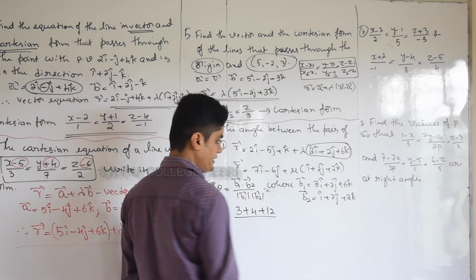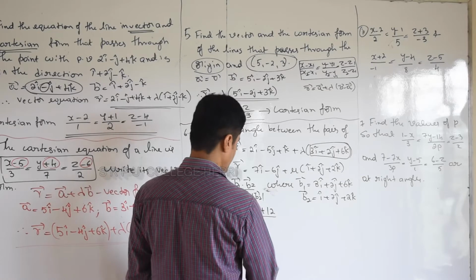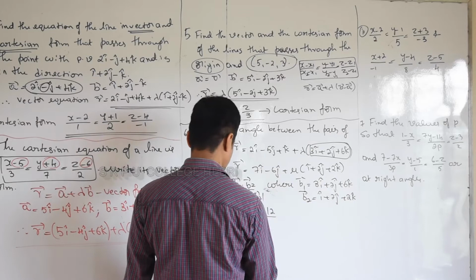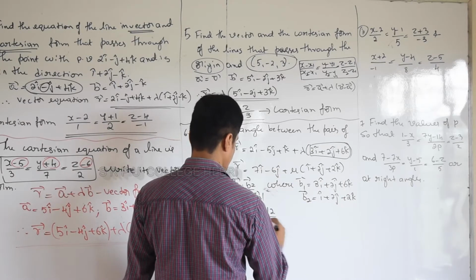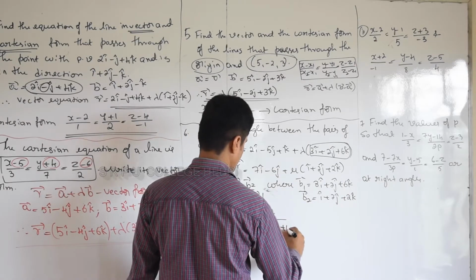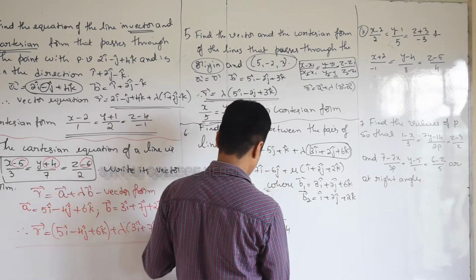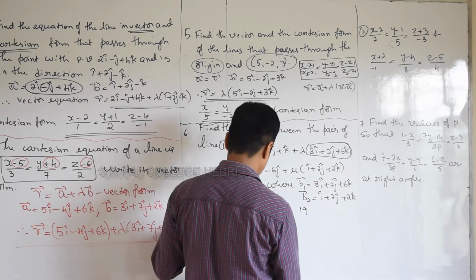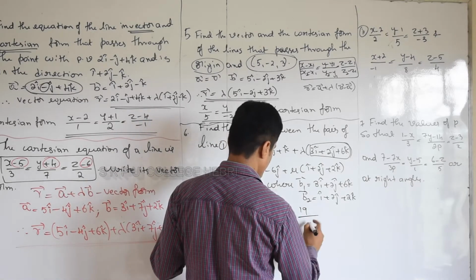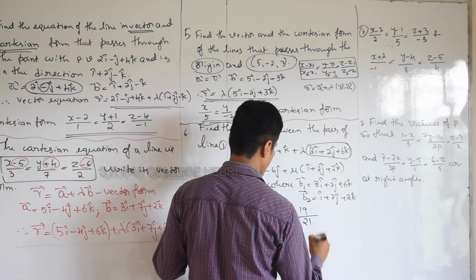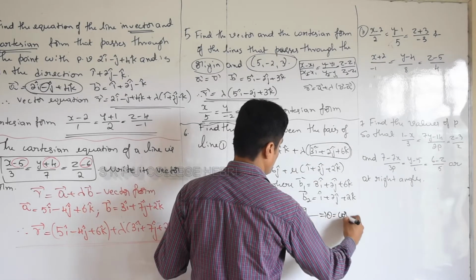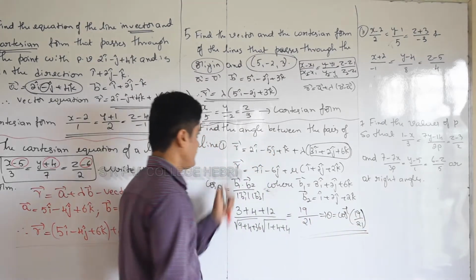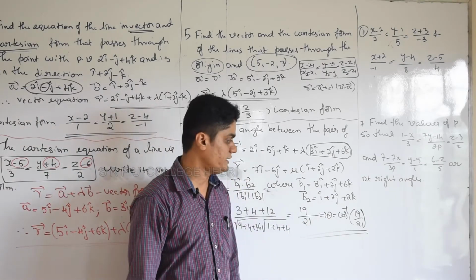The dot product is 3 into 1, 2 into 2, 6 into 2. Then their magnitudes: square root of 9 plus 4 plus 36, into square root of 1 plus 4 plus 4. So it is 7 into 3, which is 21. So theta is equal to cos inverse of 19 by 21. We cannot simplify further. So the angle between these two lines is cos inverse of 19 by 21.